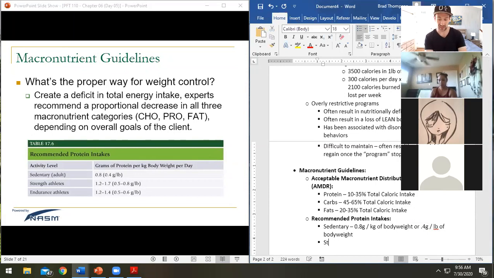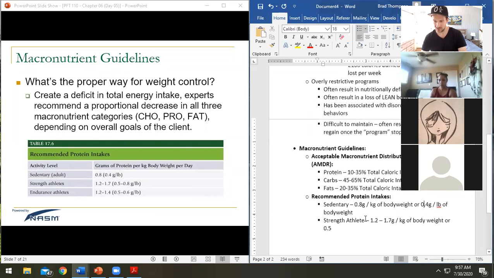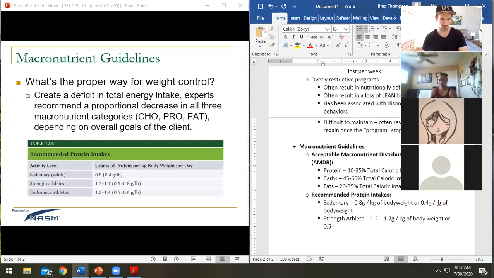If you are a strength athlete, that is going to be 1.2 up to 1.7 grams per kilogram of body weight, which is going to be 0.5 to 0.8 grams per pound of body weight. Oh boy, hold on, making sure that my notes are consistent here. 0.5 up to 0.8 grams per pound of body weight.